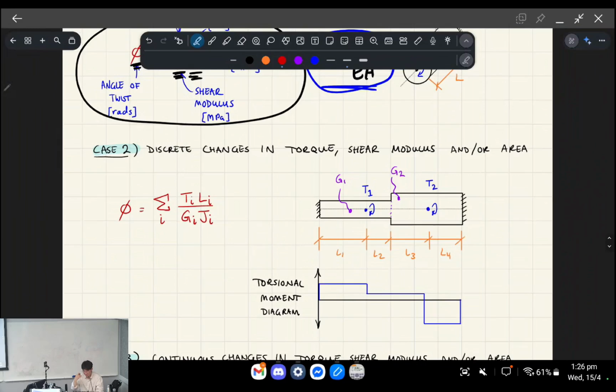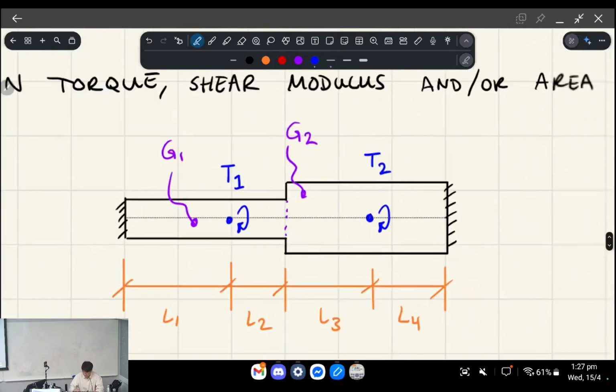Okay, so similar to week 4, sometimes you're going to have discrete changes in your rod, and sometimes you're going to have continuous changes. I actually drew this wrong. Give me one sec. I'm going to fix this up in my notes later.